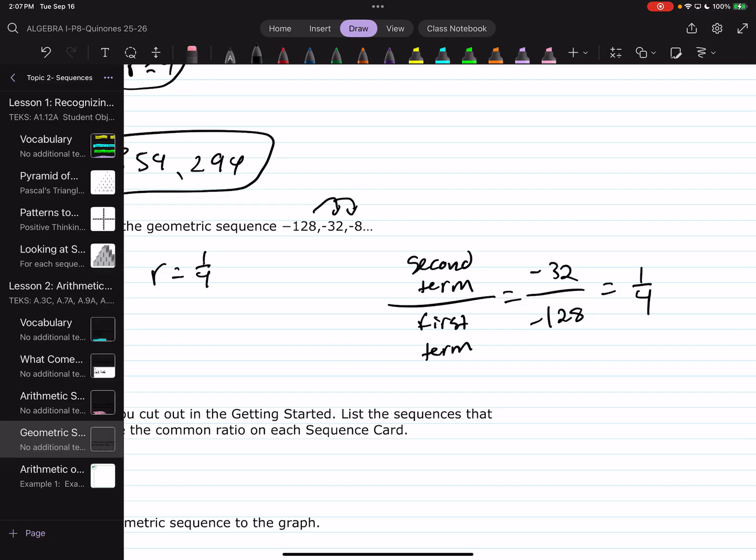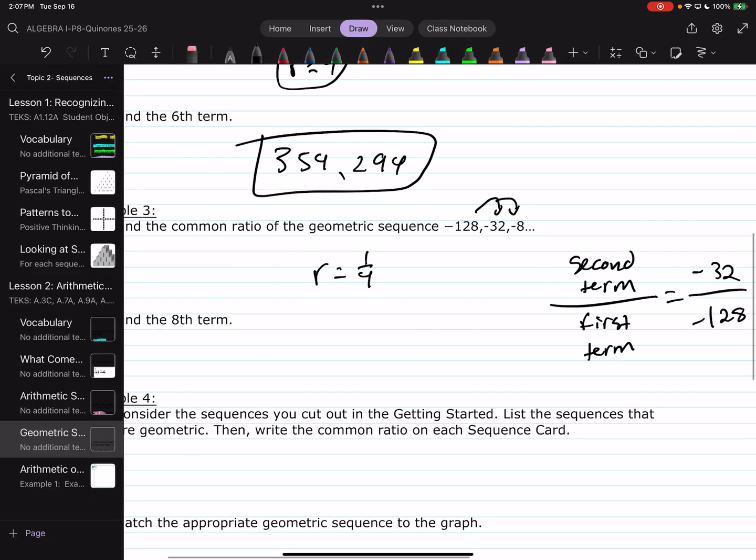How do you feel about finding the geometric ratio using this method? I like it. It's a good way to check. Okay, so let's check it. Negative 128 times 1/4 gives me negative 32. Okay, so what's up?